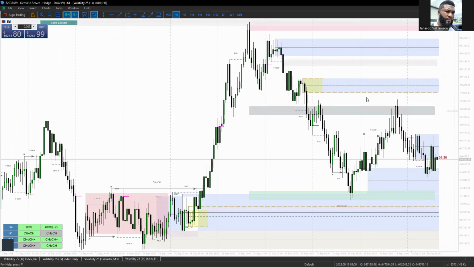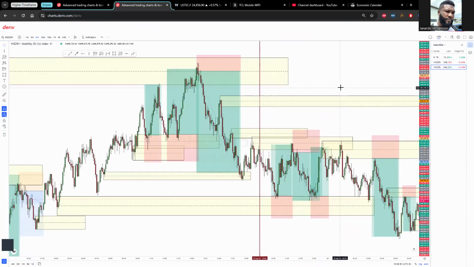So on the 1 hour time frame, it's pretty much the same thing. We went to equilibrium here. We didn't get all the way to this order block and we came back down to discount here. So this is it down here, back up here, close right here. Let's get into the opportunities that were presented to us on the lower time frame.